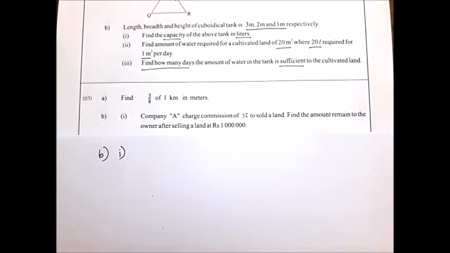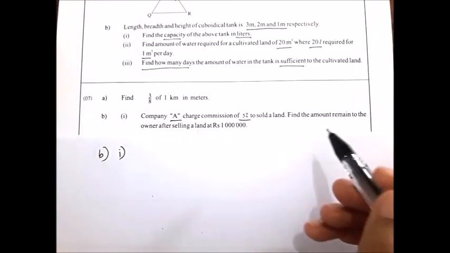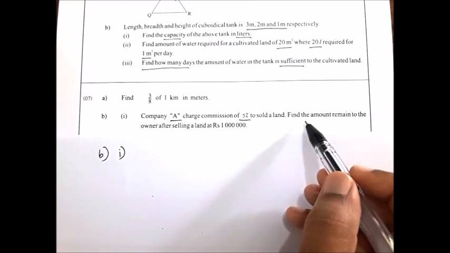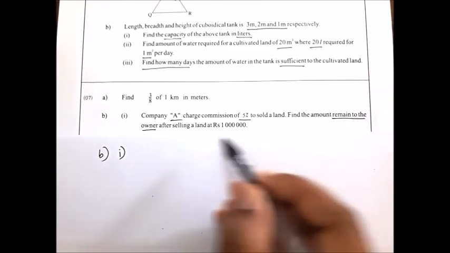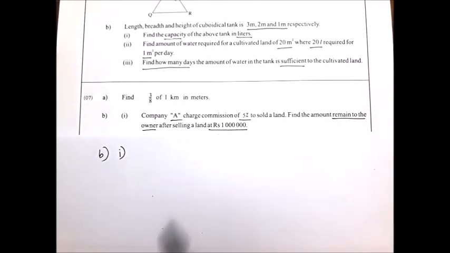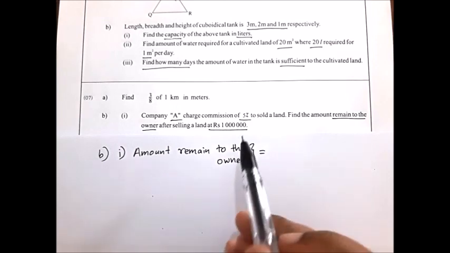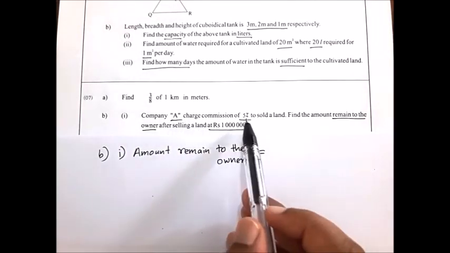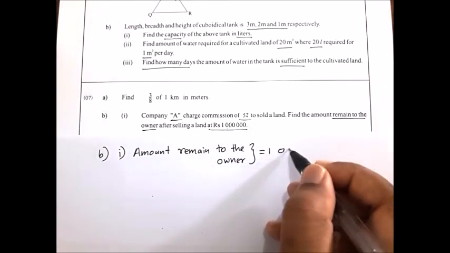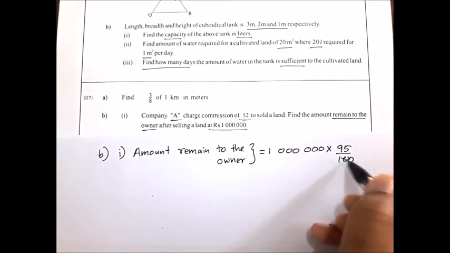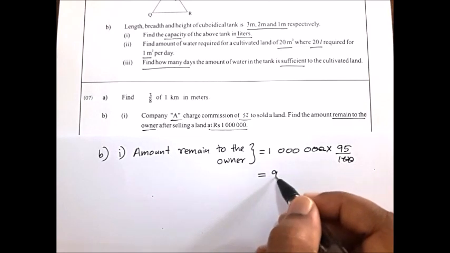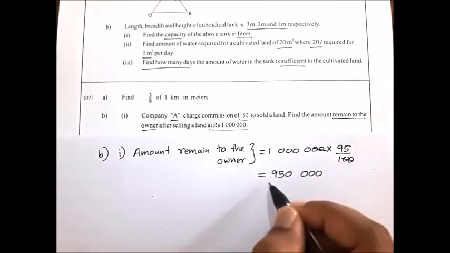Part B, first one. Company A charges a commission of 5% to sell a land. Find the amount that remains to the owner after selling a land at 1 million. If 5% commission is given to the company, 95% remains with the owner. So multiply this 1 million by 95%. Remove 2 zeros and the answer is 950,000 rupees.